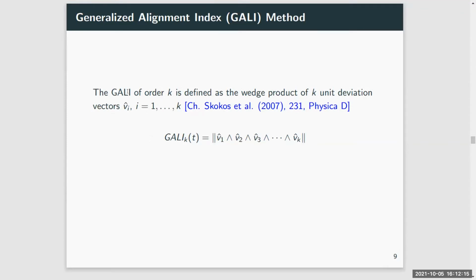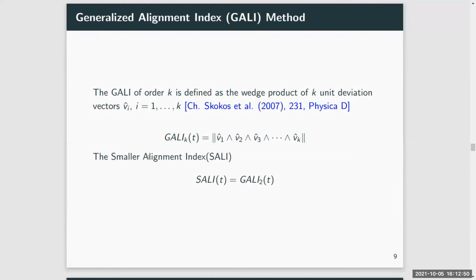Let us now briefly discuss the GALI method and its properties, considering our N degrees of freedom autonomous Hamiltonian. The generalized alignment index of order k represents at any time the volume of the generalized parallelepiped having as edges the k unit deviation vectors. The volume is computed, as you can see, as the norm of the wedge product of these k vectors. The GALI is a generalization of the so-called smaller alignment index, or SALI, and GALI2 is practically equivalent to SALI, and both indices have been proved to be very efficient chaos indicators and have been successfully used, for instance, check out this paper.